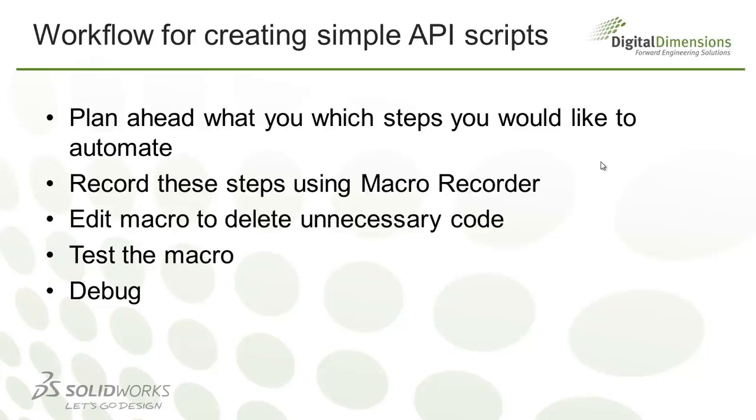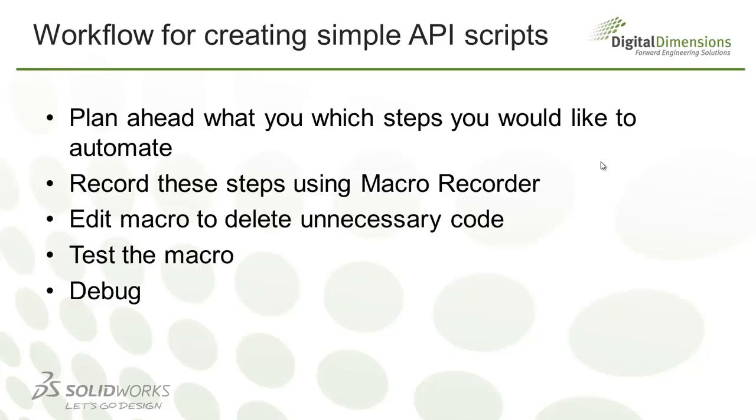Alright, so let's go real quickly through a workflow for creating a simple API script. An API script is just a macro, essentially. You're automating a series of commands. So basically what I want to do is make sure I plan ahead and know what those commands are. What 5, 10, 20 steps do I want to record? What 20 steps do I want to automate? Plan ahead, even write them down if it helps.